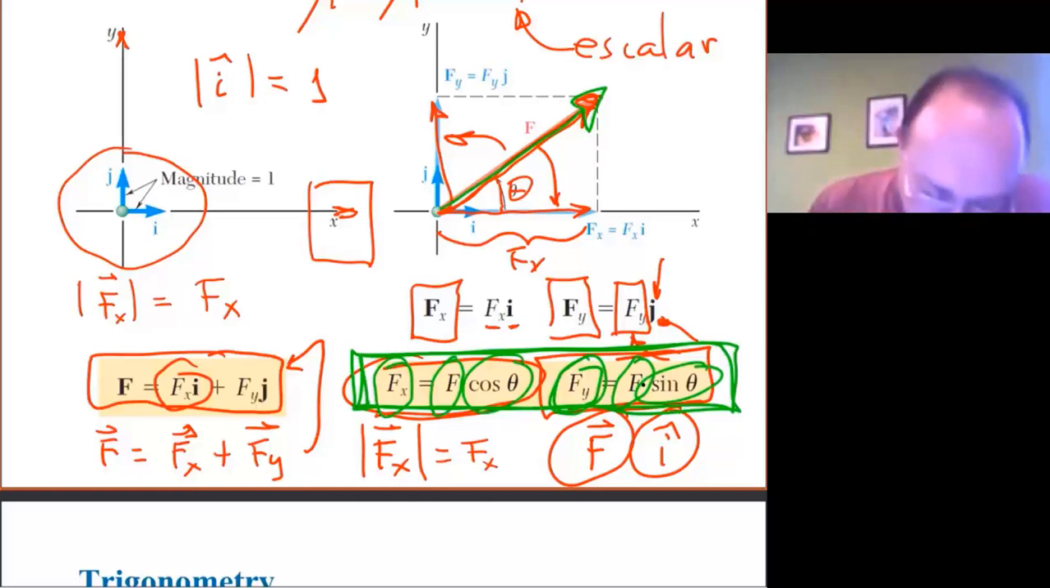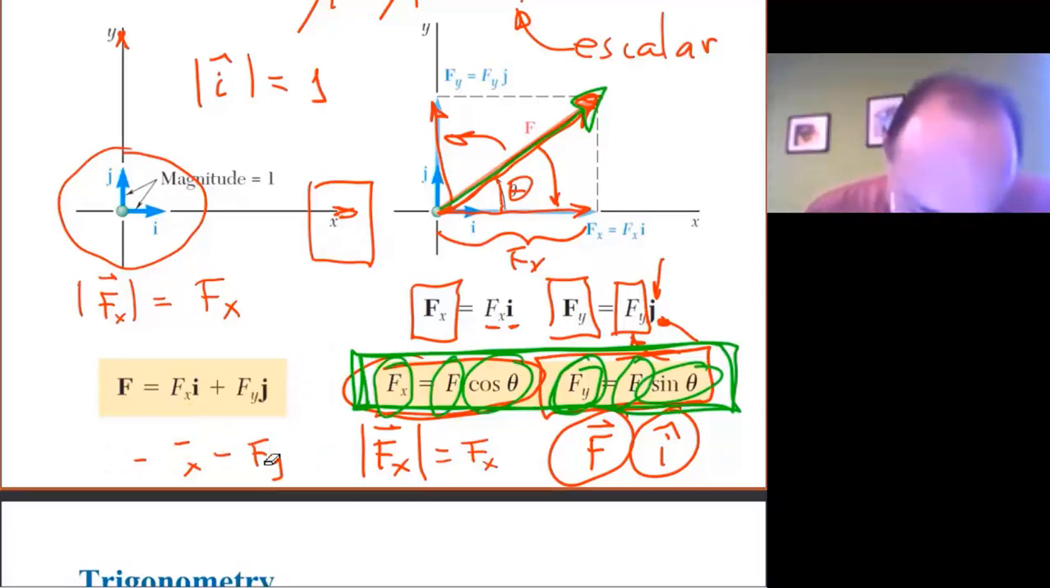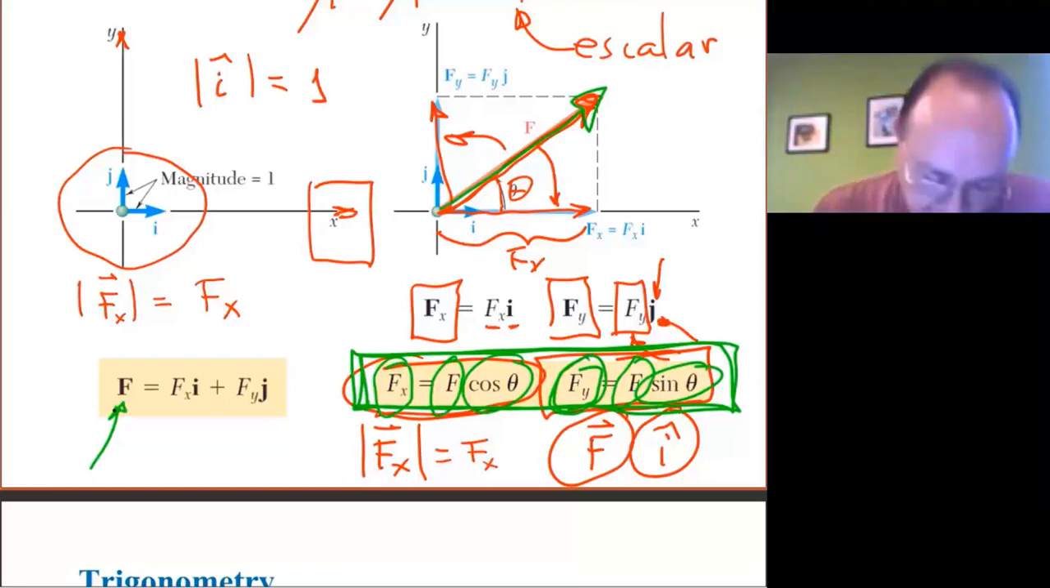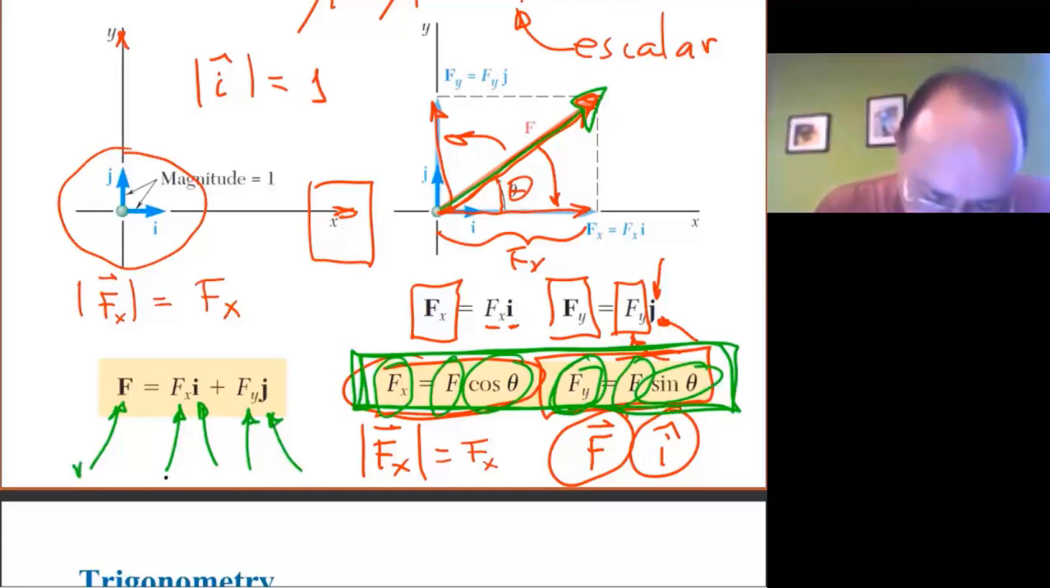In this equation here, we are mixing vectors and scalars. Let's point out, this f is a vector. This fx is a scalar. This i is a vector. This fy is a scalar. This j is a vector. Vector, scalar, vector, scalar, vector.